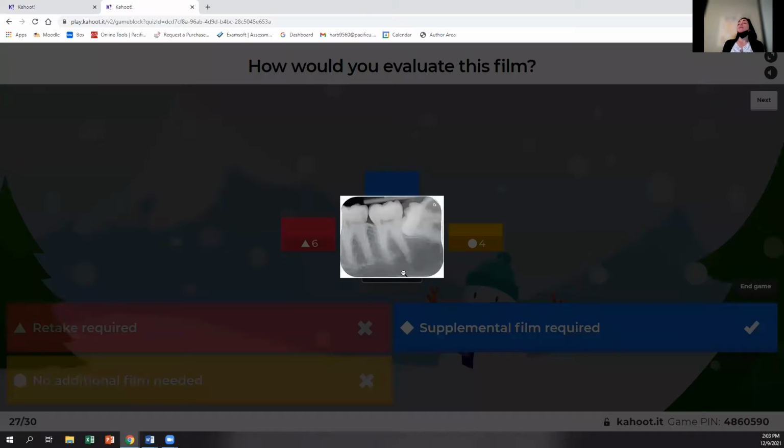So on this film, the way your mind should go through this question is that you should say, okay, the second molar is centered. That's good. I want to center my second molar. However, I do not see the apices of this impacted third molar. So I'm going to take a supplemental film. You don't have to take a retake. It's not going to count against you, but you do have to take a supplemental, either a pano or another PA, to try and get those apices.